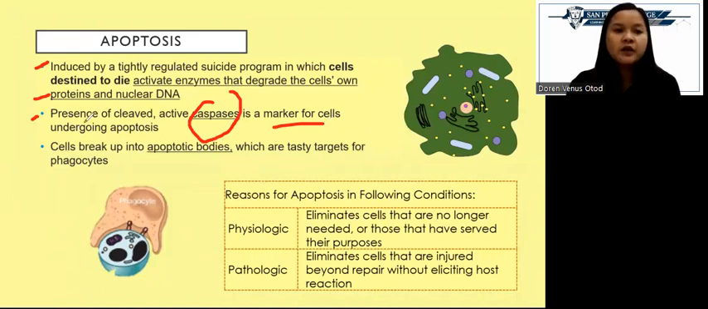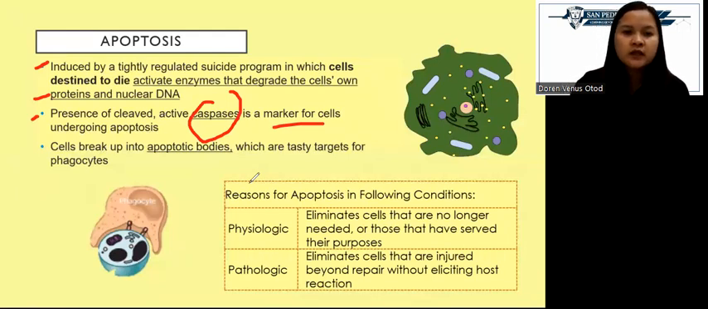So, cells break up into apoptotic bodies, which are tasty targets for phagocytosis. So, once caspases appear, automatically the cell will be phagocytized by our phagocytic cells. And the outcome usually of the cells that undergo apoptotic death is that it is shrunken, and the cell membrane is still intact, the components are still intact, and there is no form of leakage.